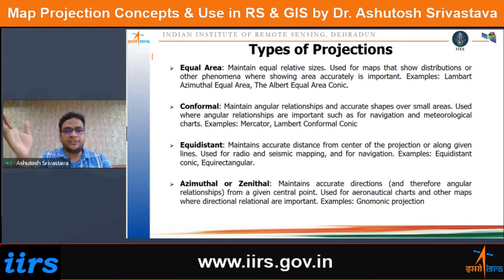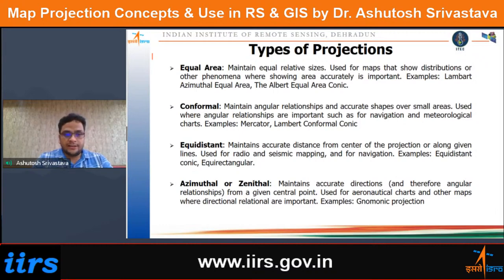Similarly, we have the equidistant map. It maintains accurate distance from the center of projection or along given lines. So from the center of projection to a particular point, the distance should remain the same when we are transforming. That type of projection is the equidistant projection. It is basically used for radio and seismic mapping and for navigation. Equidistant conic and equirectangular are examples of such projections.